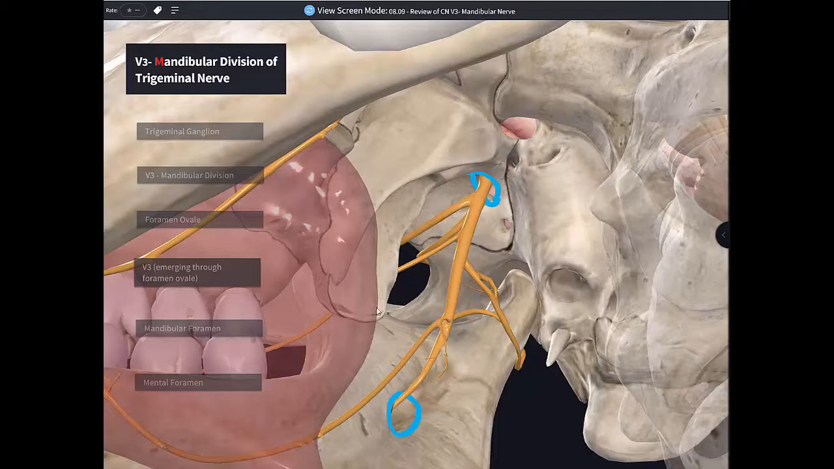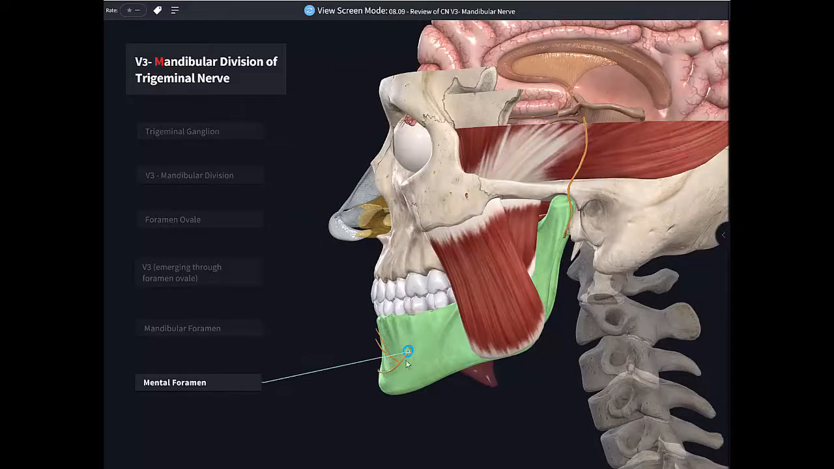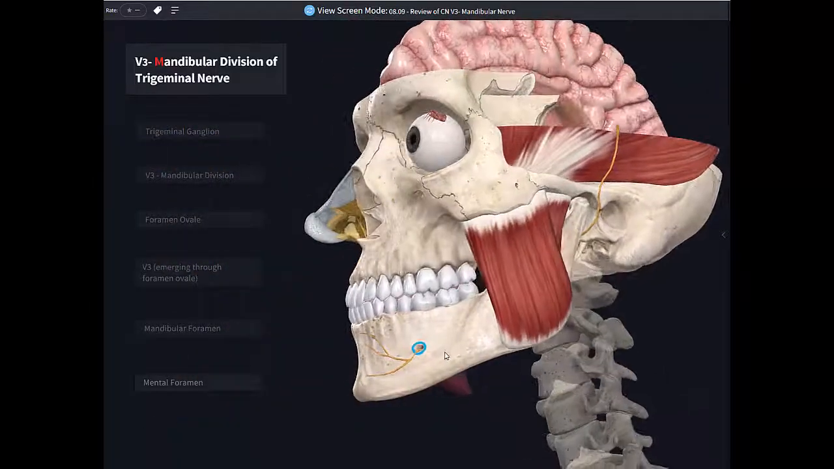You can already see that it will then give off a couple of branches, and then it'll pierce an opening within the mandible, which is called the mandibular foramen. And you can see here how the nerve splits off a little nerve here. This is the nerve to the mylohyoid, and the nerve exits right here through the mental foramen. Okay, now putting that together in the context with the sensory distribution, that all kind of makes sense, doesn't it?